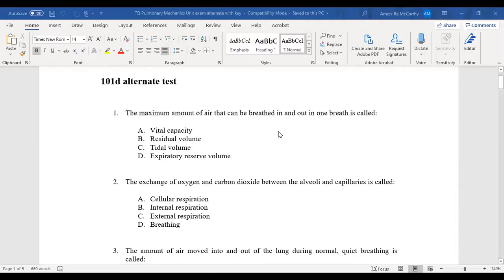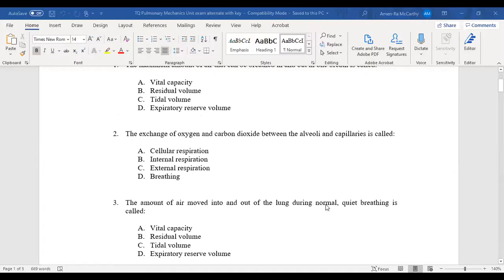Number 2, the exchange of oxygen and carbon dioxide between the alveoli and capillaries is called what? Put that in the chat. What is that called? Gas exchange and the oxygen from the alveoli and outside air. What is that? Good, good. Good. External respiration. External respiration.